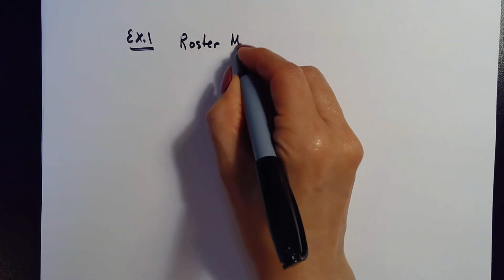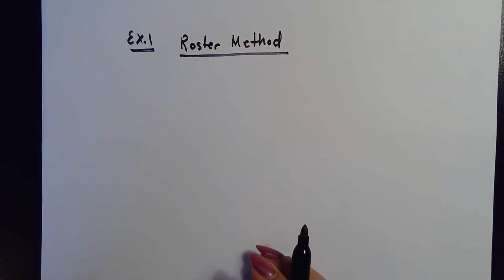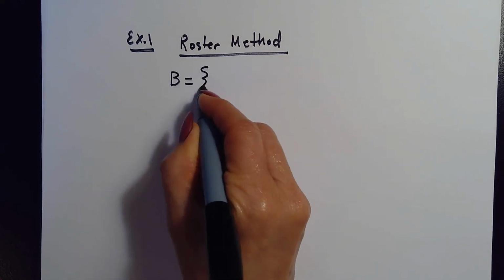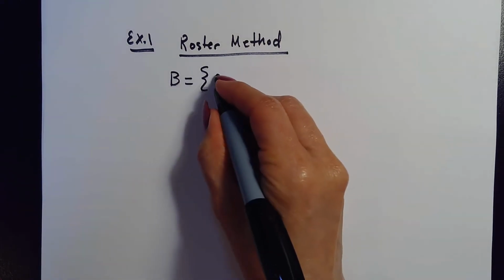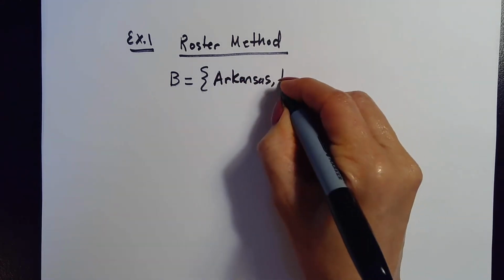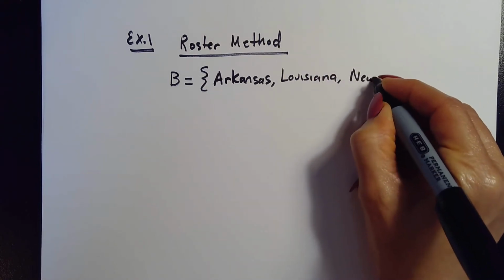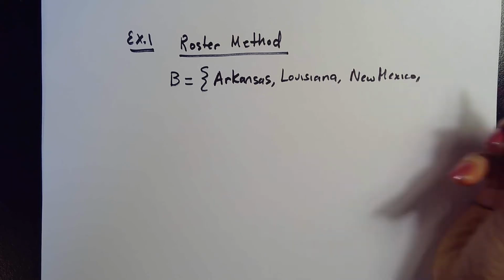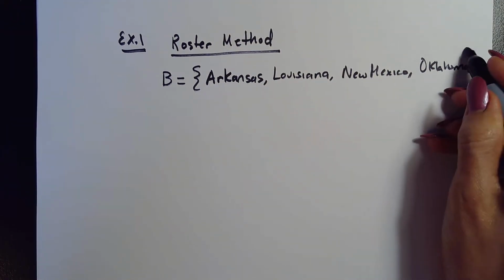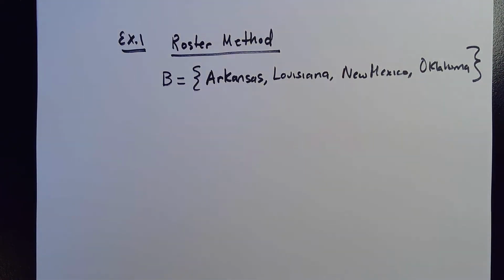Notice that you have a set with a definition that will identify the elements of the set. So B is a set of every state bordering Texas, and so what are those states? It's going to be Arkansas, Louisiana, New Mexico, and Oklahoma. And I'm going to close the set with these braces. We use braces to represent sets.